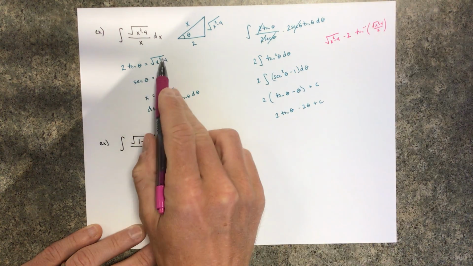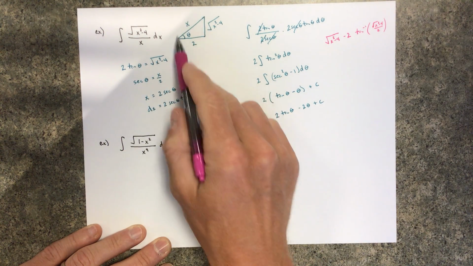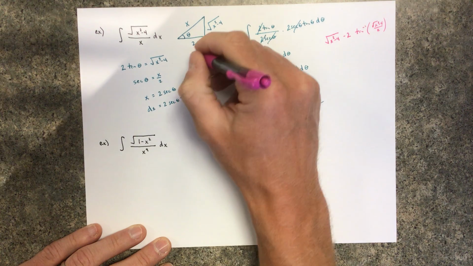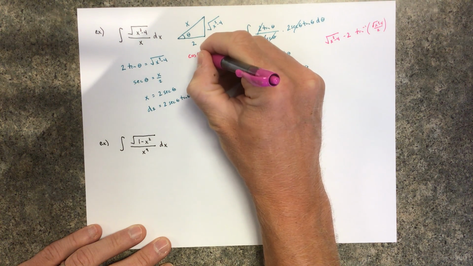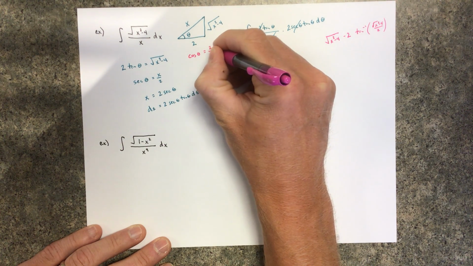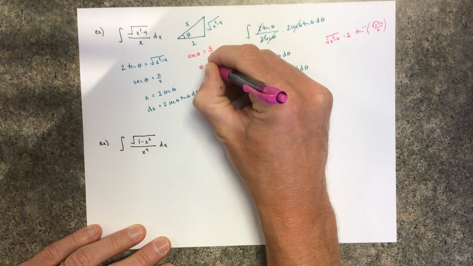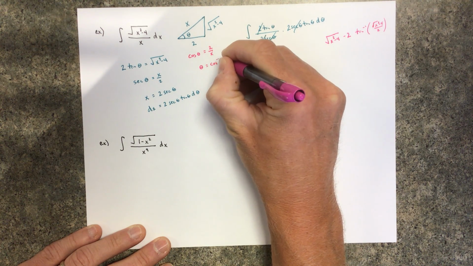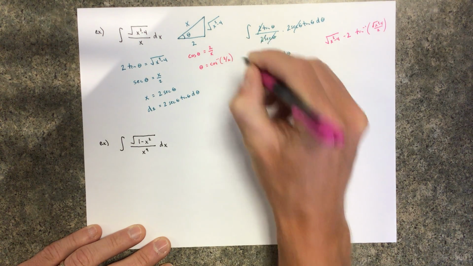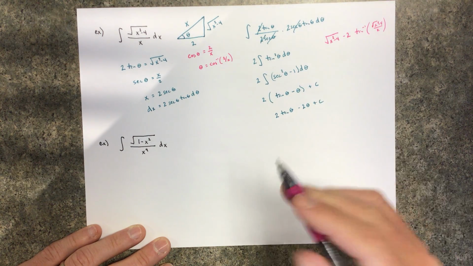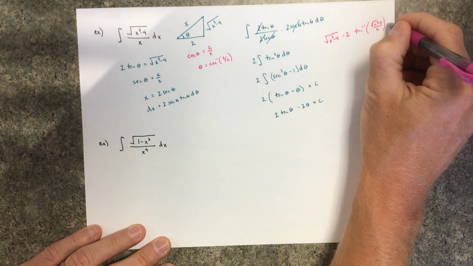All right, so I use this and I solved for theta. You could have gone to the triangle. You could have said cosine of theta is 2 over x. So you could have said theta is inverse cosine of 2 over x and put that in for theta here. All of them would have given you the same answer, okay?